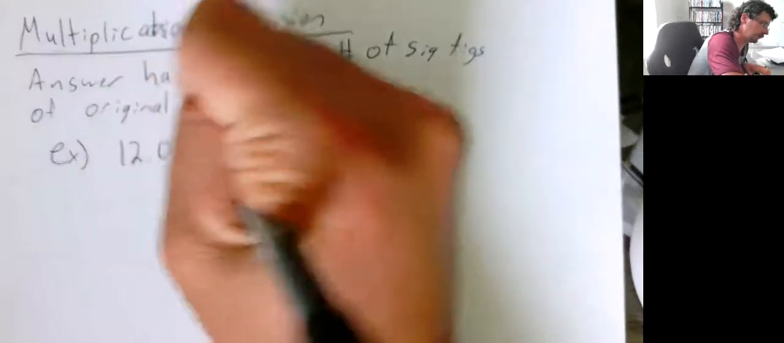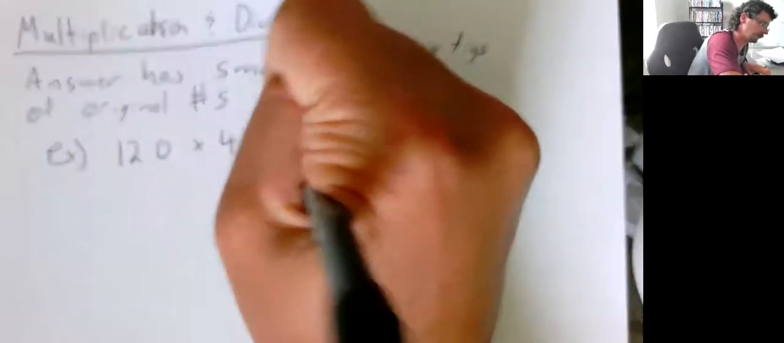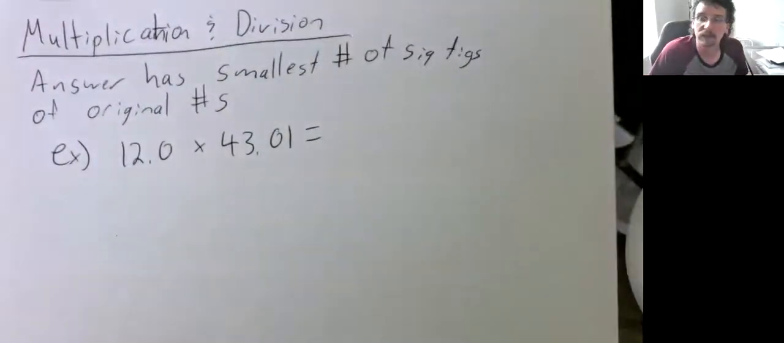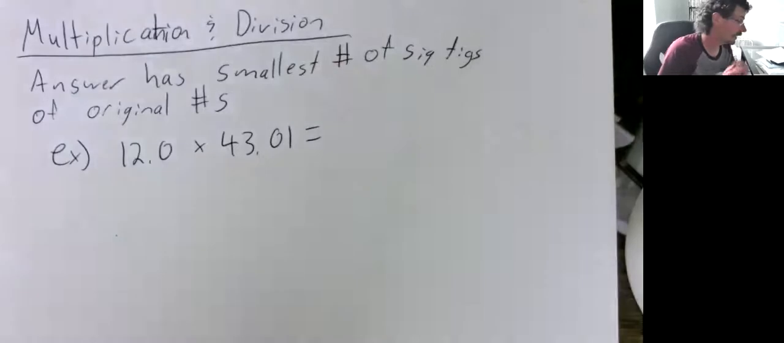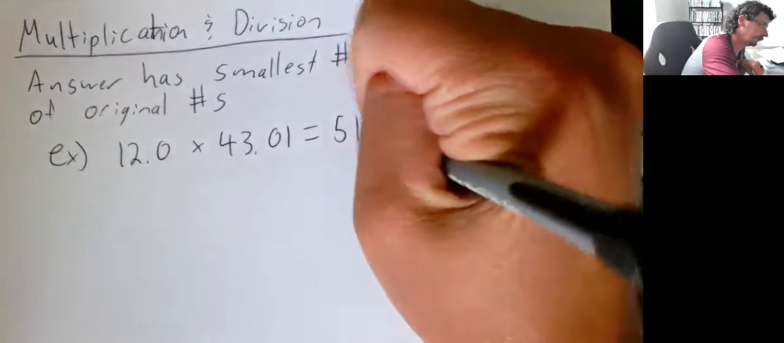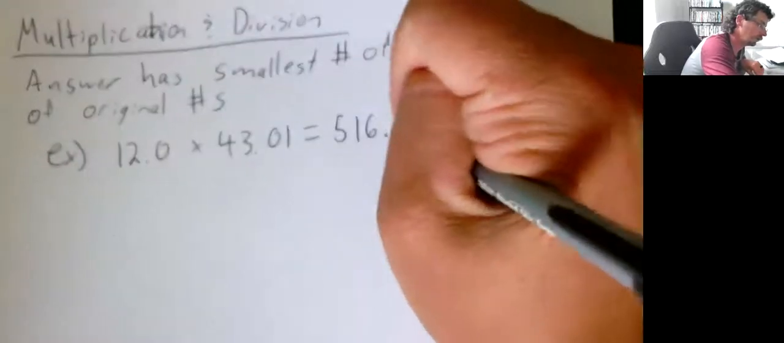So as an example, if we take 12.0 and multiply it by 43.01, let's evaluate this mathematically first, spitting out all digits, and then we will determine how many sig figs our answer should have and what value we should report. So we multiply this through, and you'll end up with 516.12.